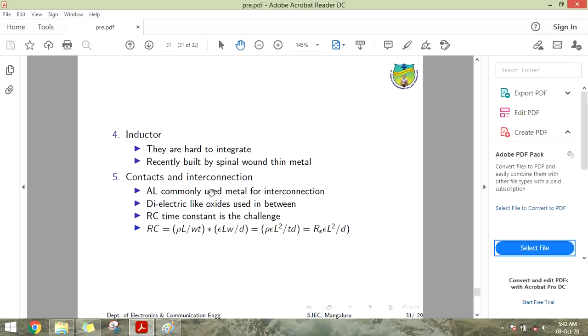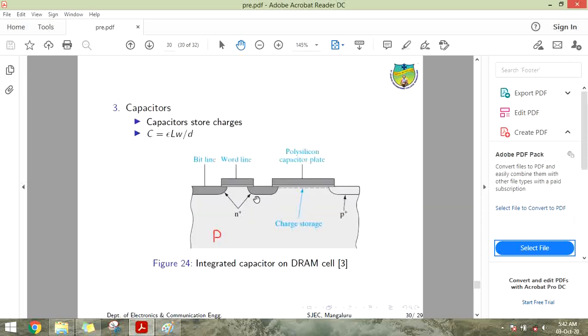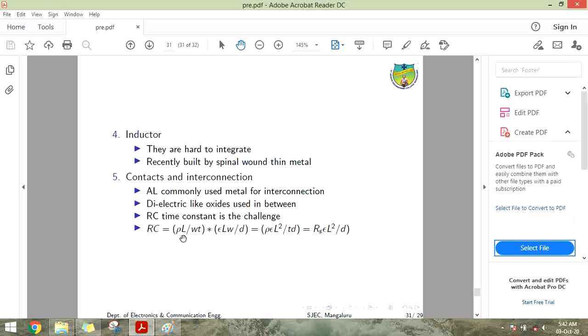The most important challenge in designing the interconnection is the RC time constant. This affects the speed and active power dissipation of the chip. As we all know, the resistance is given as rho L divided by W t. It is also equal to Rs into L by W. The capacitance is given as epsilon L W by D. Now the RC time constant is rho L divided by W t into epsilon L W divided by D, so the W and W get cancelled off. What remains is rho epsilon L square by t D, which is equal to Rs, the sheet resistance, into epsilon into L square, the length of the channel, divided by D, the thickness of the intermetal dielectric.